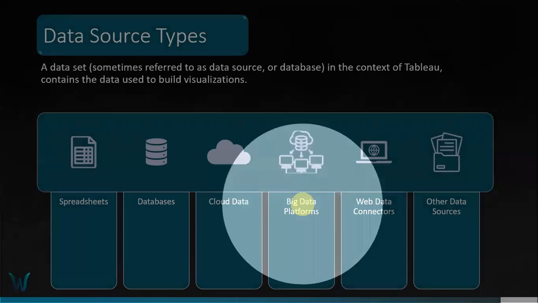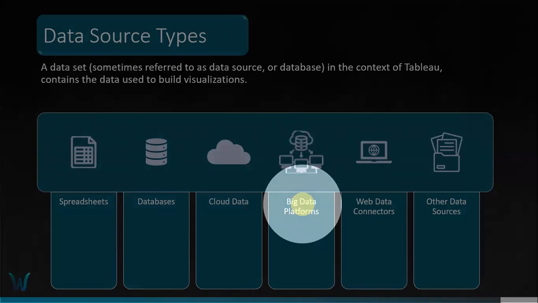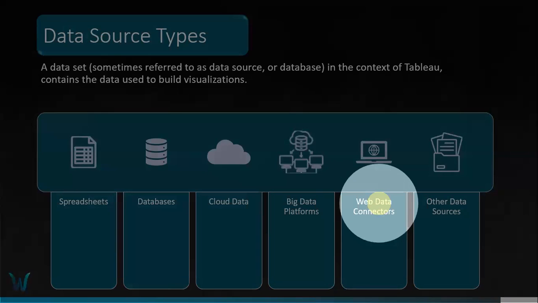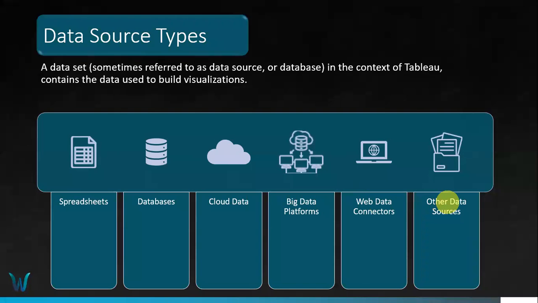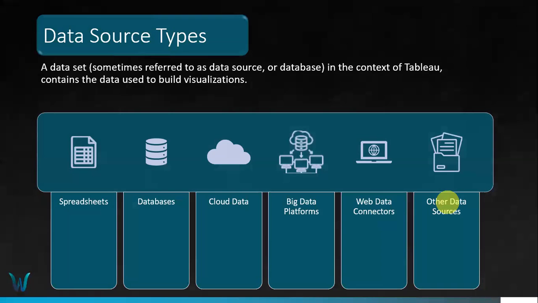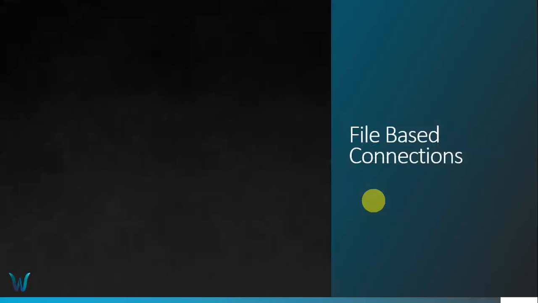Then you have big data platforms. This can be platforms like Hadoop, Spark, etc. Then you have web data connectors. So if you have data on a website, right, you can build a connector in Tableau that helps you access this data. And then you have other data sources. So things like PDF, text files, JSON files, they all fall under this category. So all these data sources, they are grouped into two broad categories.